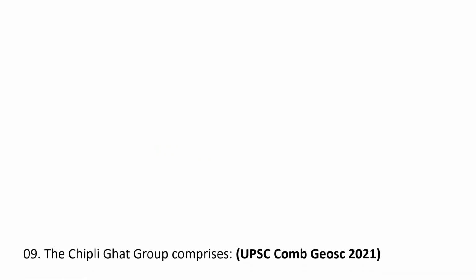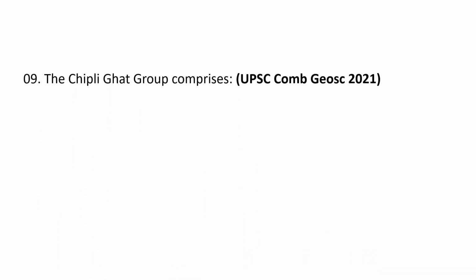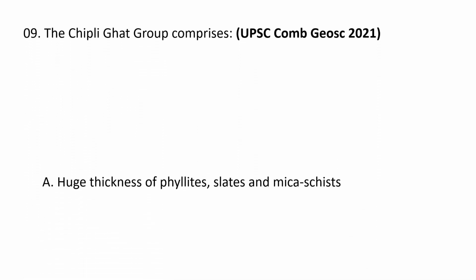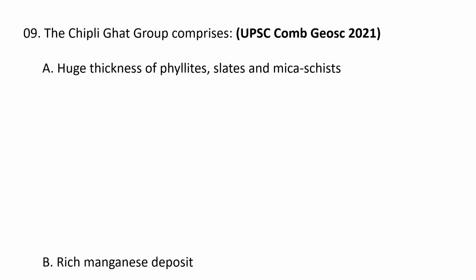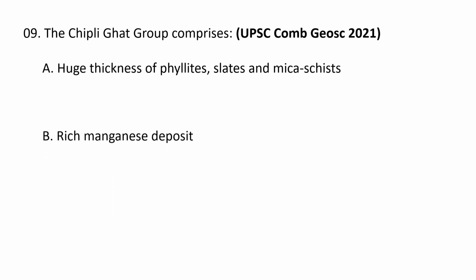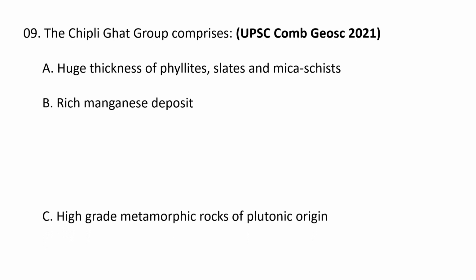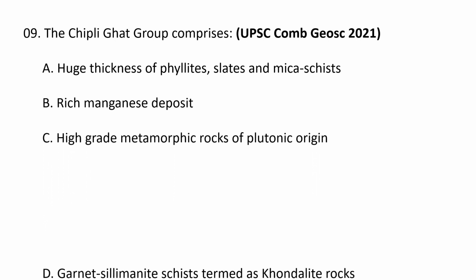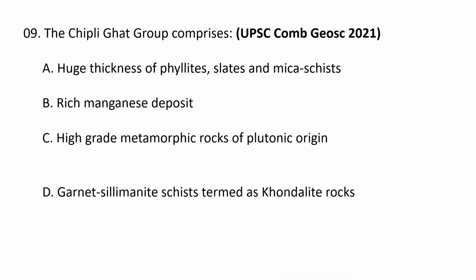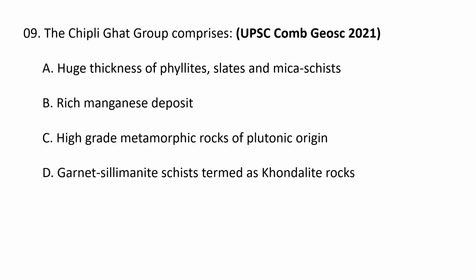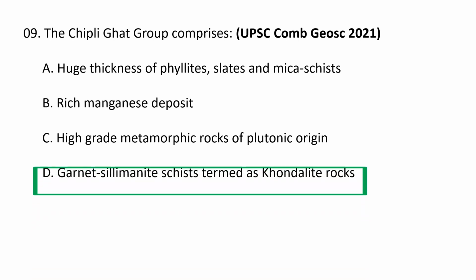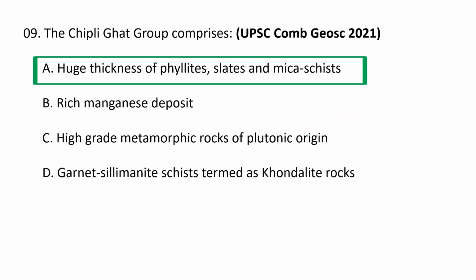Next question. What does the Chilpighat group comprise? A. Huge thickness of phyllites, slates and mica schists. B. Rich manganese deposit. C. High-grade metamorphic rocks of plutonic origin. And D. Garnet sillimanite schists termed as khondalite rocks. The Chilpighat group comprises low-grade metamorphic rocks of greenschist facies. So it consists of a huge thickness of phyllites, slates and mica schists.